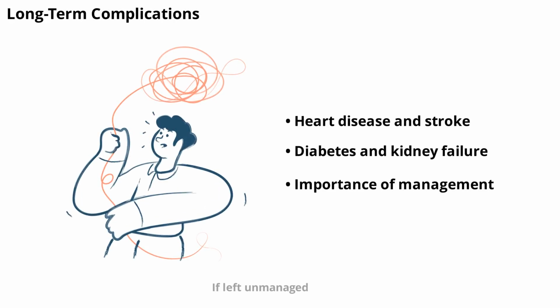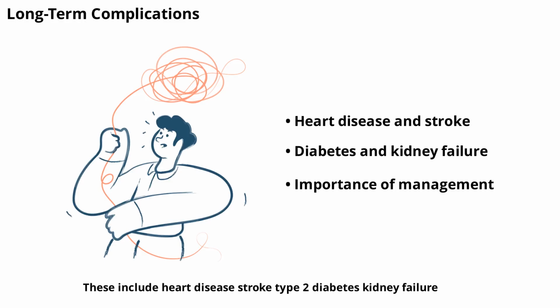If left unmanaged, metabolic syndrome can lead to serious long-term complications. These include heart disease, stroke, type 2 diabetes, kidney failure, and liver disease. The cumulative effect of multiple risk factors makes these outcomes more likely, highlighting the importance of early and ongoing management.